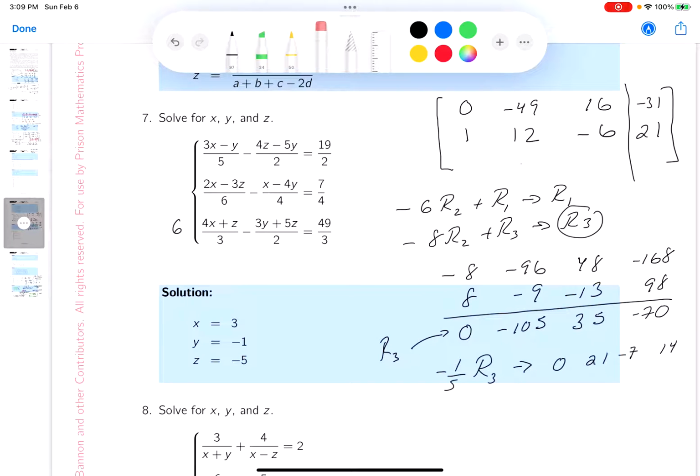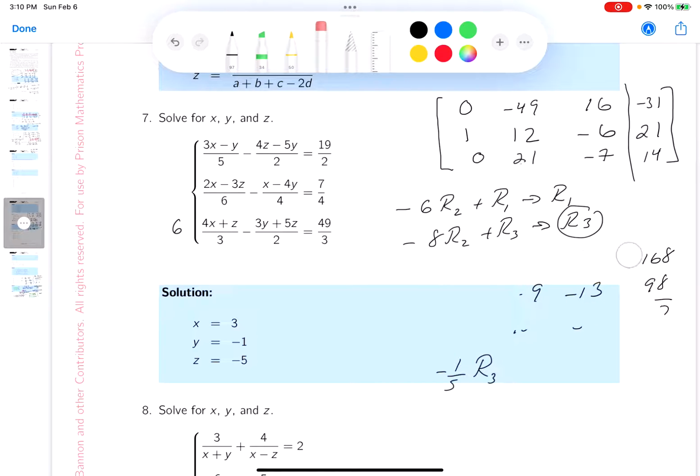And what would you get? Let's write this down. 0, 21, minus 7, and 14. Right, I'm going to erase my baby arithmetic. Whoops. I did it again, didn't I? And I got everything down that I need.